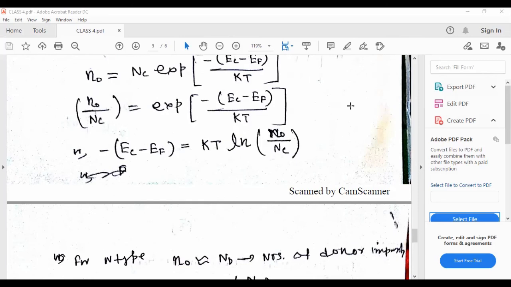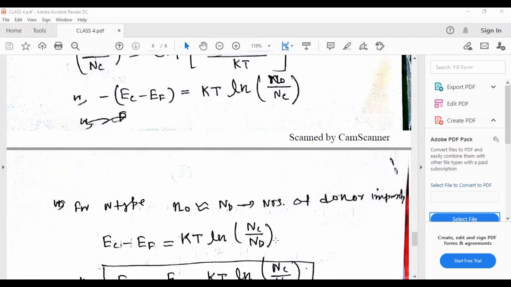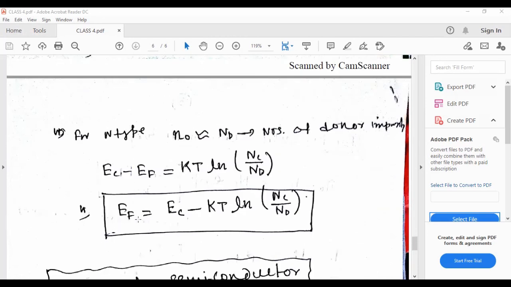Now for an n-type semiconductor, what is n0? The majority carrier concentration is exactly the number of donor impurities you have added from outside. So the number of donor impurities is almost the number of electrons available, the number of majority charge carriers. So this n0 is nothing but Nd. If you replace that, Ec minus Ef is equal to kT natural logarithm of Nc upon Nd. Now Ef is Ec minus kT natural logarithm of Nc upon Nd.